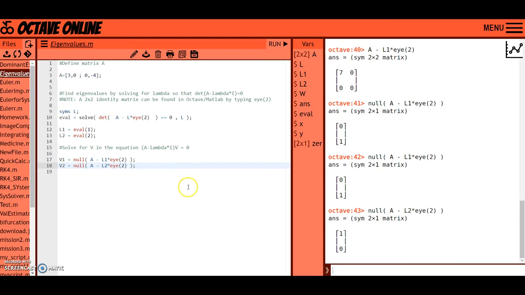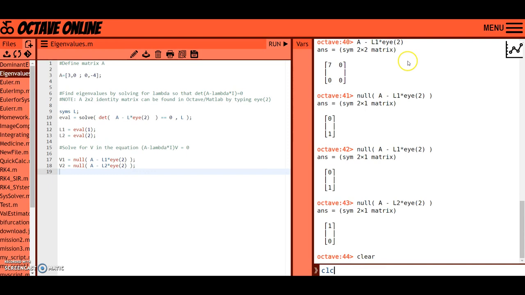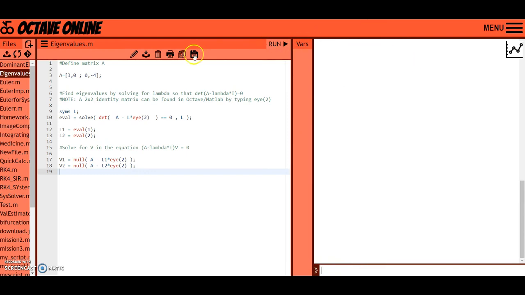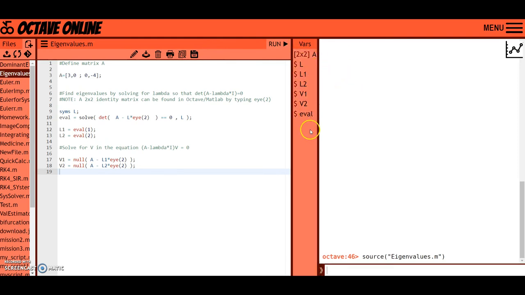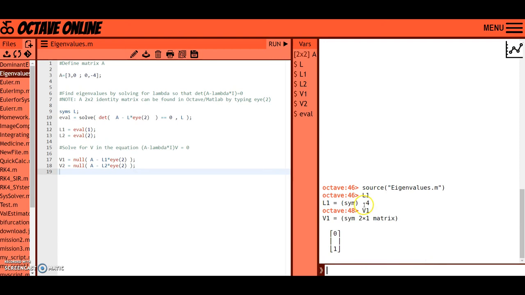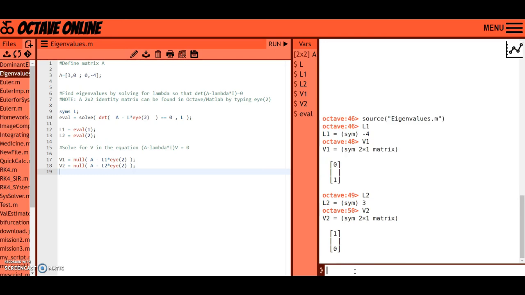And if what I want is the outputs of L1, V1, L2, V2, I can go ahead and run this code. So let me clear out my workspace and clear my screen and then run all of this code here. I'm going to save it, of course, and run it. And now I've got all of the information that I need. So if I want L1 and V1, I can run those, and I can see that the first eigenvalue is -4, and its eigenvector is 0, 1. And L2 and V2 would be 3 and the vector 1, 0. So I now have exactly what I need.